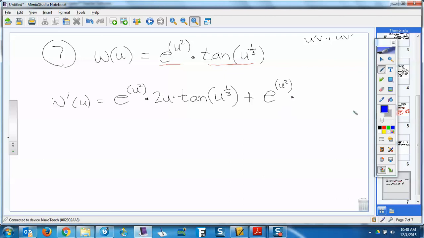So now I'm focused on this blue part. The outer function is tangent, so the derivative of tangent is secant squared. Secant squared of the inside left alone, u to the 1/3, times the derivative of its inside, which would be 1/3 u to the negative 2/3. Okay, so we got that.